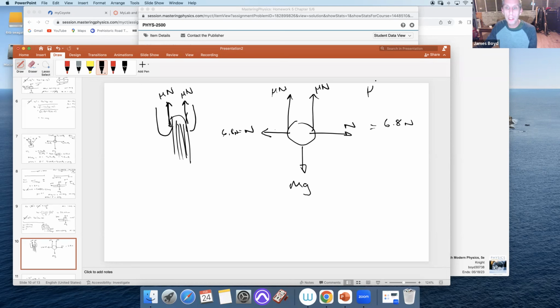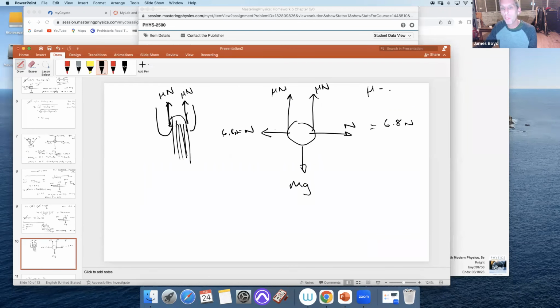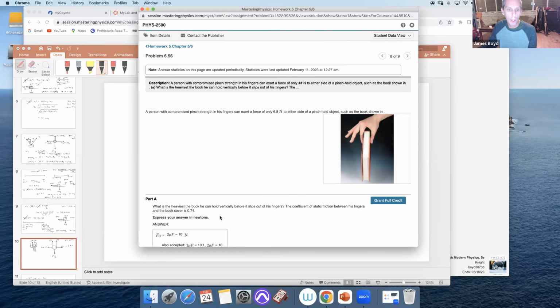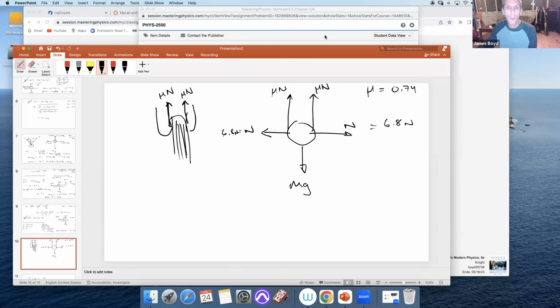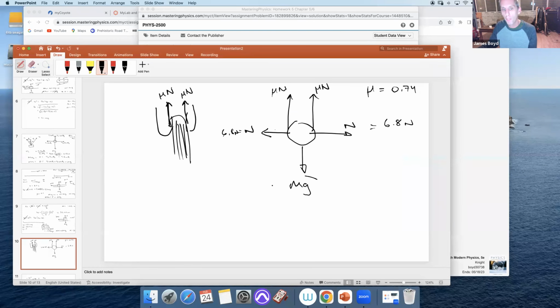Okay, we know the static friction coefficient mu is 0.74. What it wants to know is how heavy, what is the biggest mg you could hold? How big can this be? Well, if we let the acceleration be upward, it's going to be 0, so ma is 0, which is 2 mu n, where n is 6.8 and mu is 0.74, minus mg.